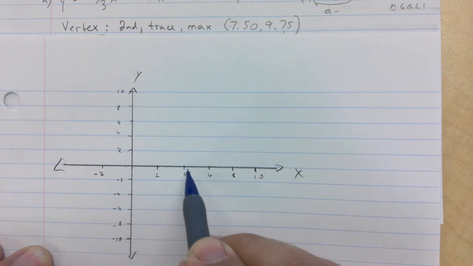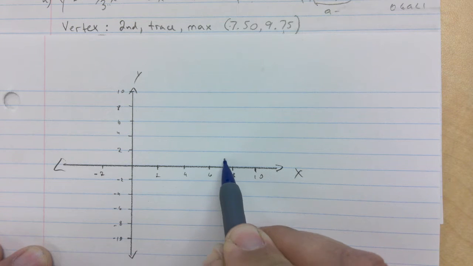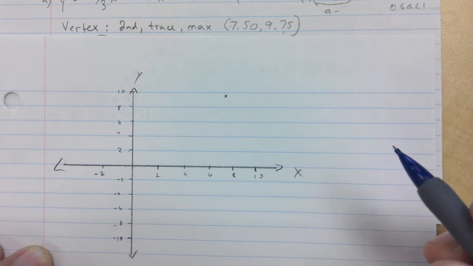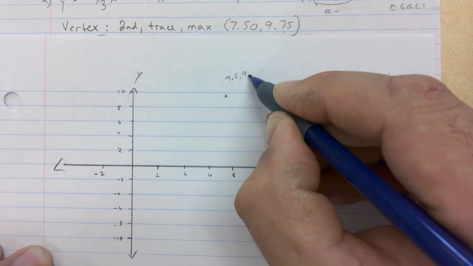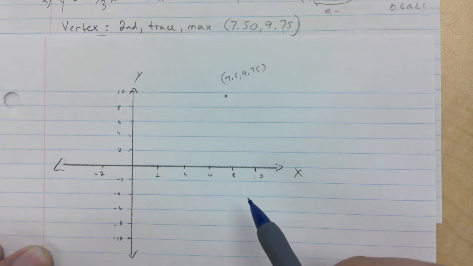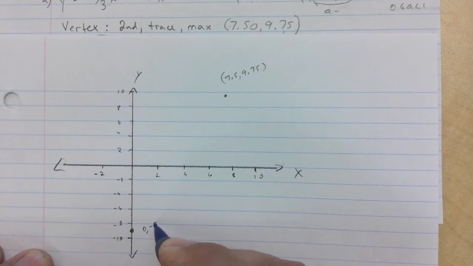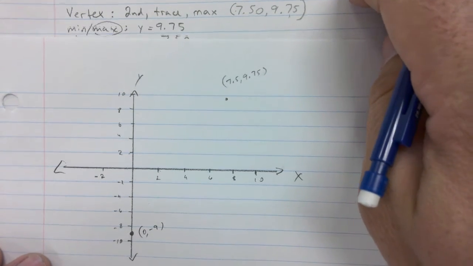So 7.5, this would be 7 right here. 0.5 would be a little over, and then you go up almost to 10, but not quite. So this is my vertex, (7.5, 9.75). My y-intercept is right here, so you can label that already. And your x-intercepts, we're going to fit those in.